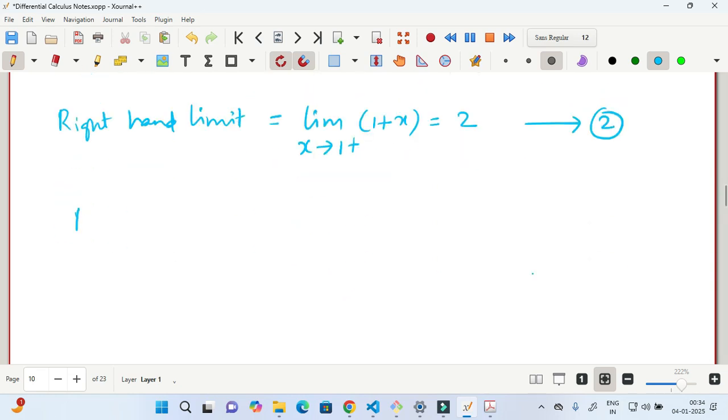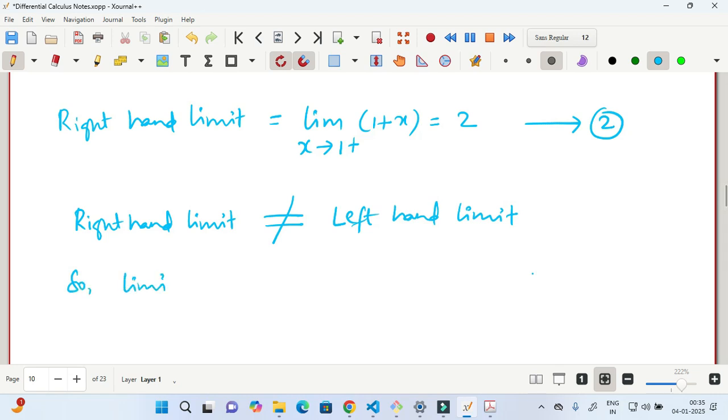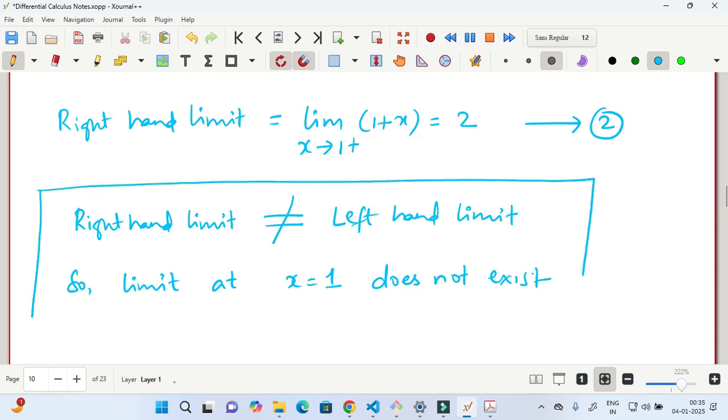So the right hand limit is not equal to the left hand limit. So the limit at x equals 1 does not exist. So this thing you have to remember. This is a key point. Left hand limit and right hand limit should be equal for a limit to exist.